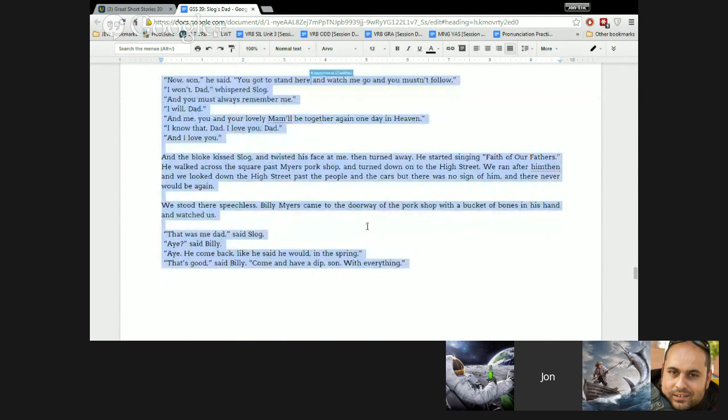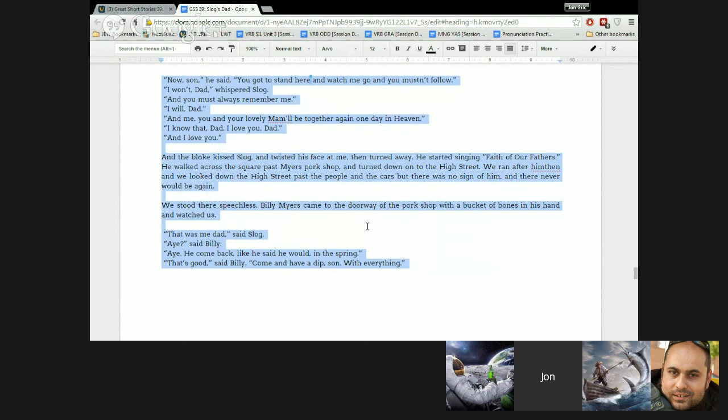"Now, son," he said, "you've got to stand here and watch me go, and you mustn't follow." "I won't, Dad," whispered Slog. "And you must always remember me." "I will, Dad." "And me, you and your lovely mom will be together again one day in heaven." "I know that, Dad. I love you, Dad." "And I love you." And the bloke kissed Slog and twisted his face at me, then turned away. He started singing "Fate of Our Fathers."